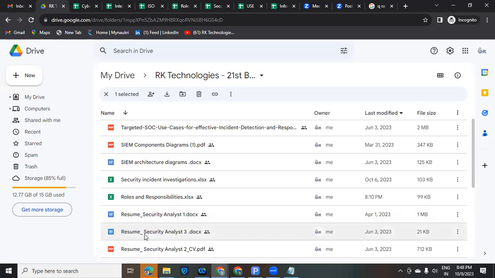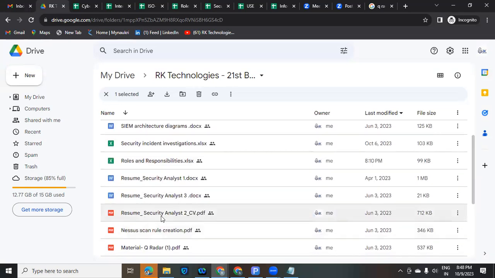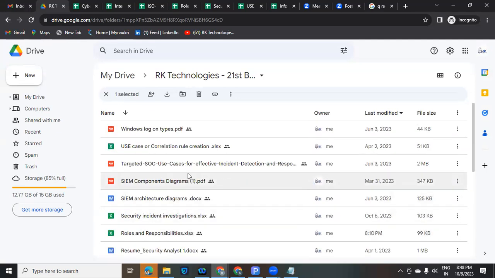Resumes for security analyst 1, security analyst 2, and security analyst 3 are on the resume side. Okay, so that is the material. Still, I have to upload a couple of other materials as well. I did not complete them yet. Once I complete them, I will post them. Any doubt on how to access all this material? No, sir. Clear.